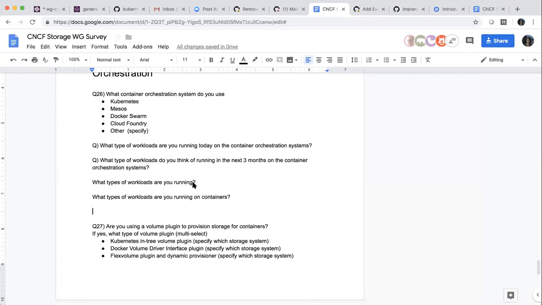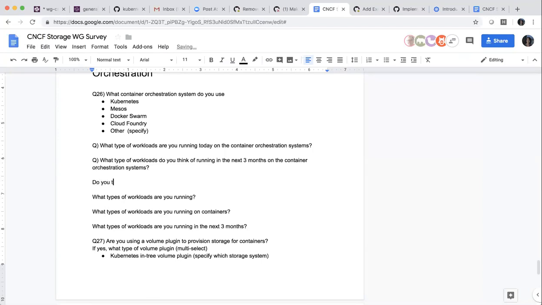So what type of workloads are you running? Will this include both on containers and not on containers, or should we just say not on containers? And then specifically, what are you running on containers, and what do you want to run in the future or something? Or perhaps we phrase the question along the lines of, do you currently run database and key value stores inside Kubernetes or outside Kubernetes? And then do you plan to run databases and key value stores in the next 3 months or 6 months or something? Outside of containers, we can say, not on containers or something.